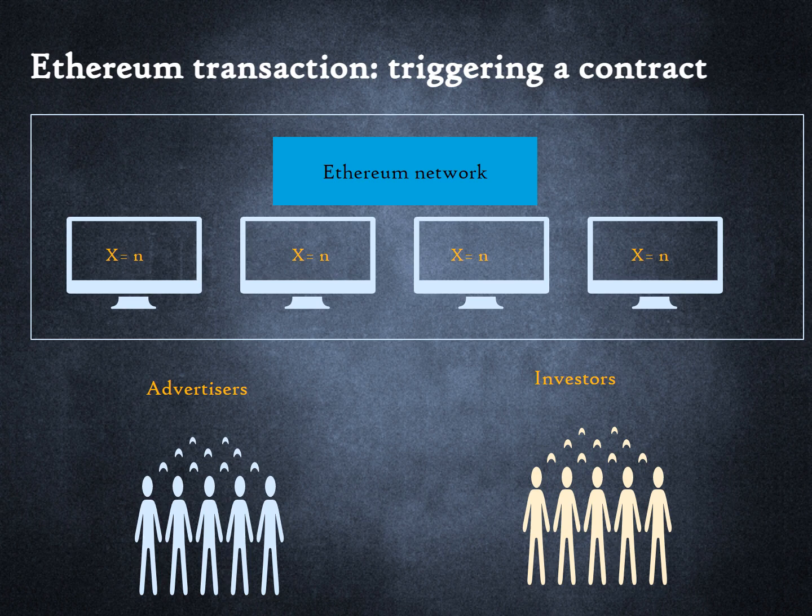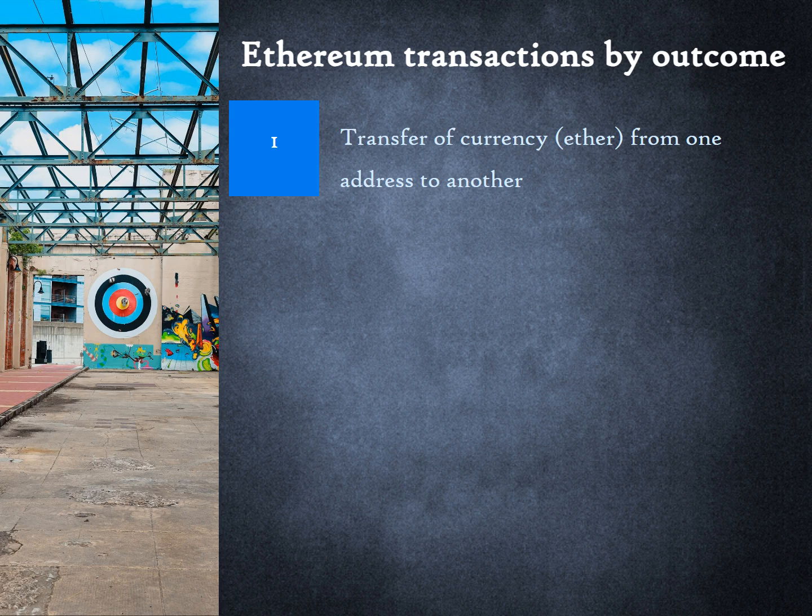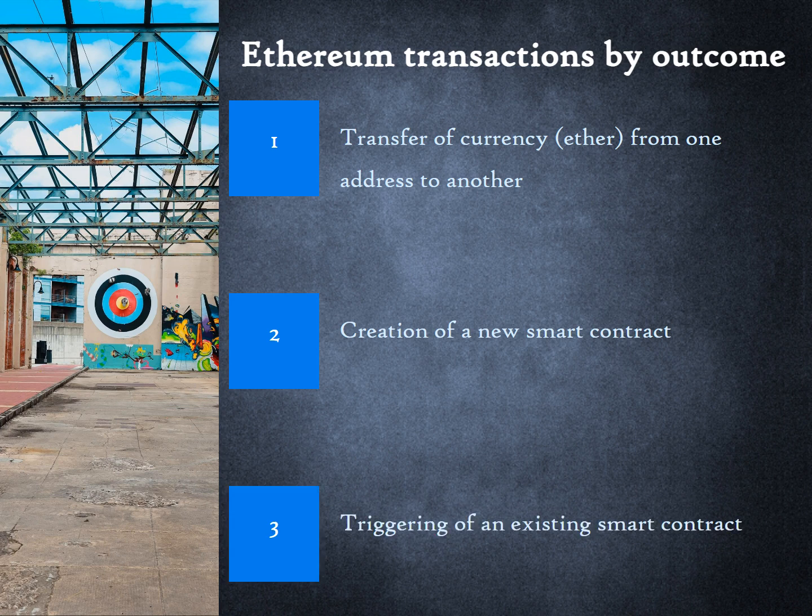Is this a good use of the Ethereum smart contract functionality? After all, the streaming company could broadcast the number of subscribers in many different ways, including sending an Excel file to advertisers and investors. We don't need to worry about this question right now. All we are trying to understand with this example is how an Ethereum transaction involving a smart contract works. We can now identify three types of outcomes that can be triggered by an Ethereum transaction. First, the outcome could be a transfer of currency from one address to another. This is identical to a Bitcoin payment. Second, the outcome could be creation of a new smart contract. Third, the outcome could be triggering of an existing smart contract.